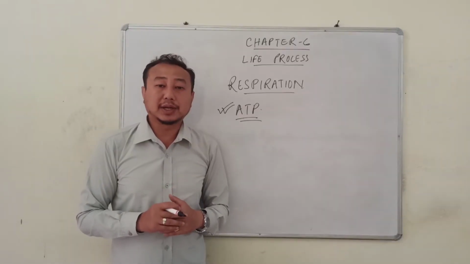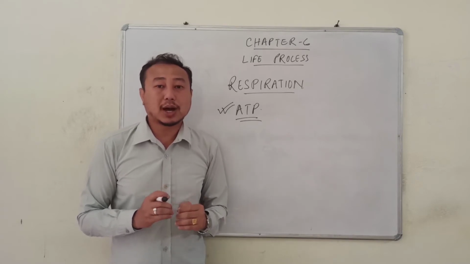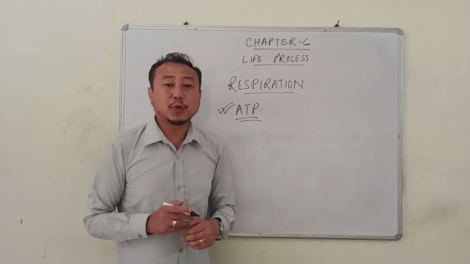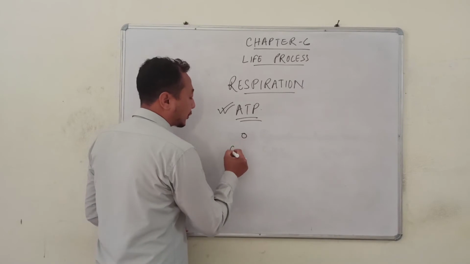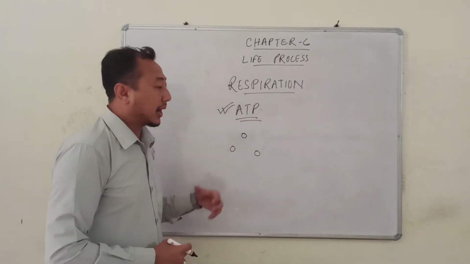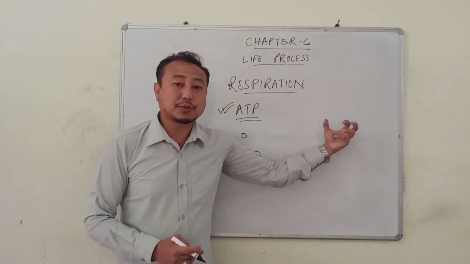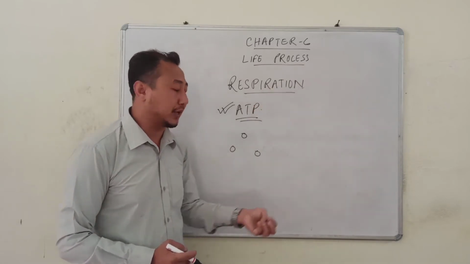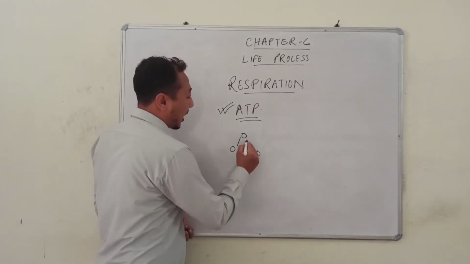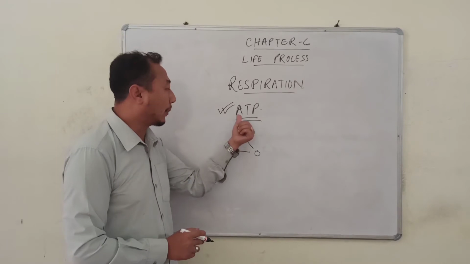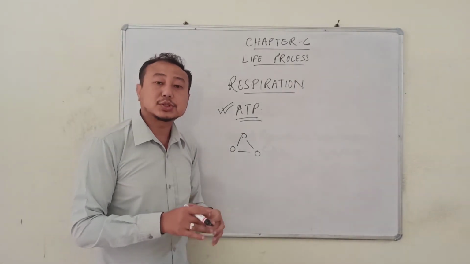ATP, the full form of which is adenosine triphosphate, is formed by the combination of three phosphate molecules. The excess energy produced during respiration will be utilized to bind these three phosphate molecules to form ATP, and it will be stored inside the cell.